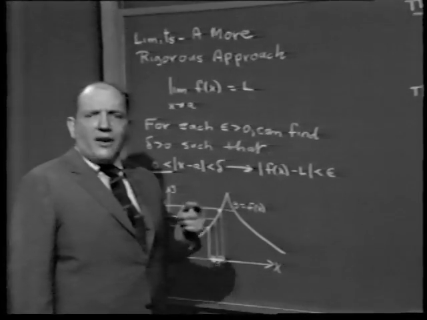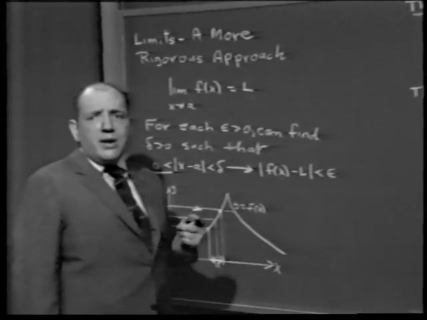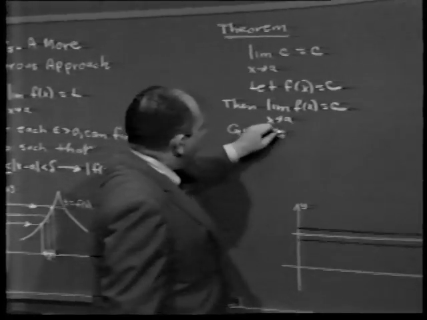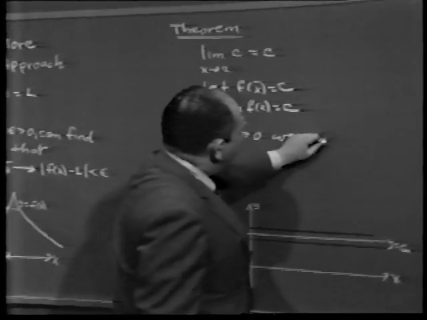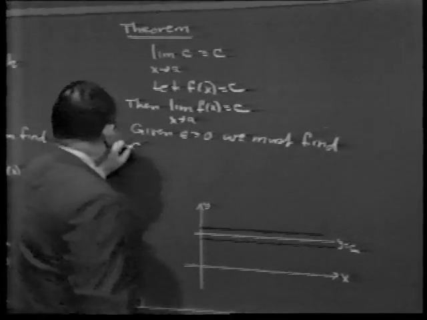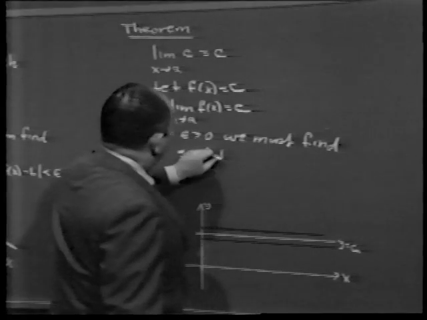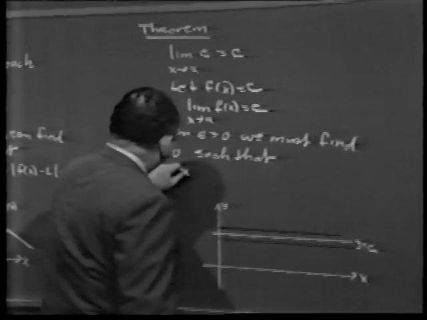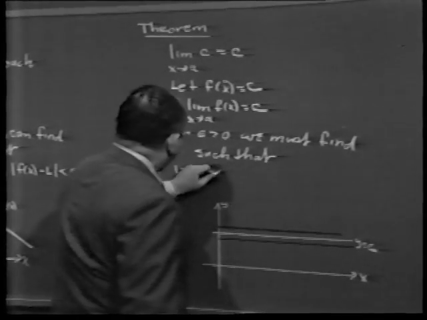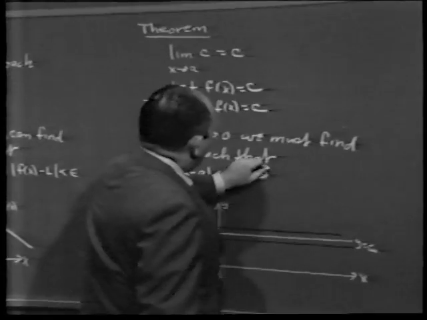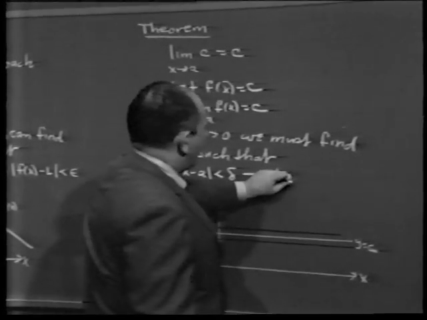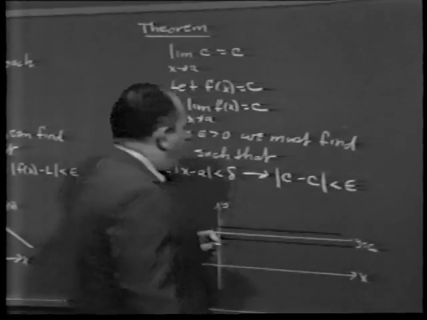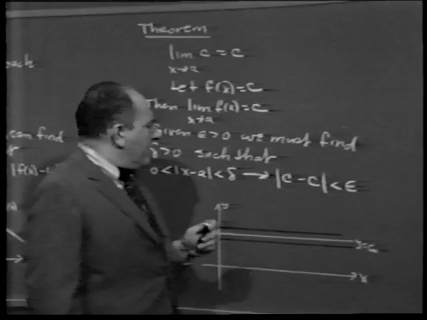Whenever x is within delta of a, but not equal to a, f of x will be within epsilon of L. So let's write that down over here. Let's write what that says. Given epsilon greater than 0, we must find delta greater than 0, such that what? Well, by definition, such that when the absolute value of x minus a is less than delta, but greater than 0, the absolute value of f of x, well, that of course is c in this case, minus L, which is also c in this case, see, L stands for the limit, has to be less than epsilon.